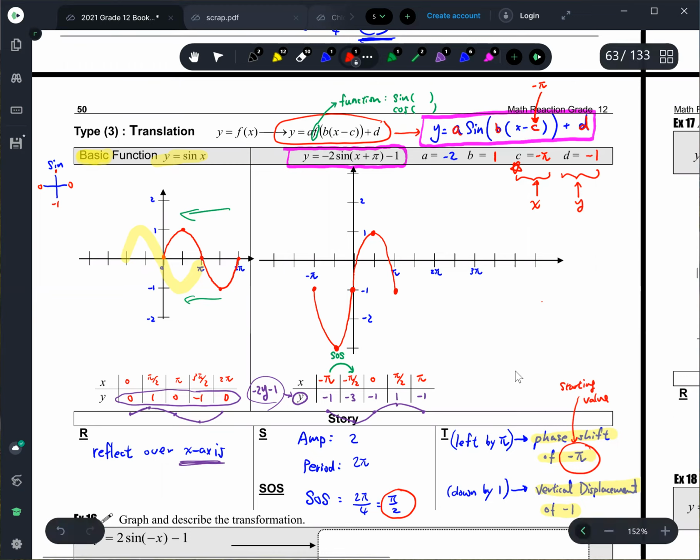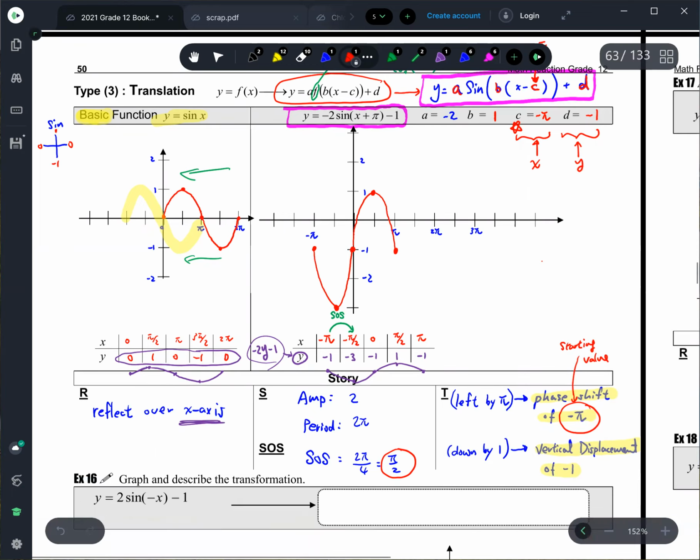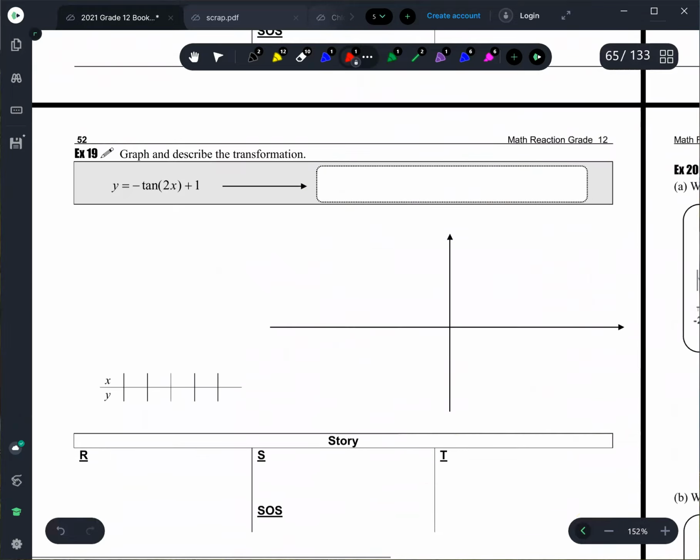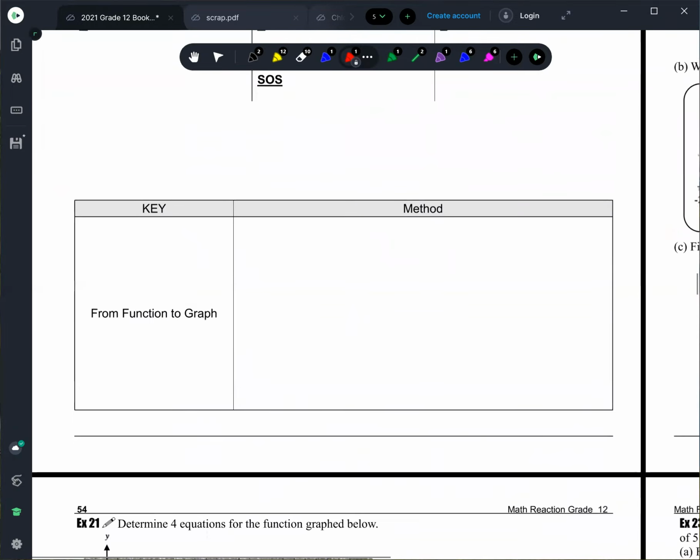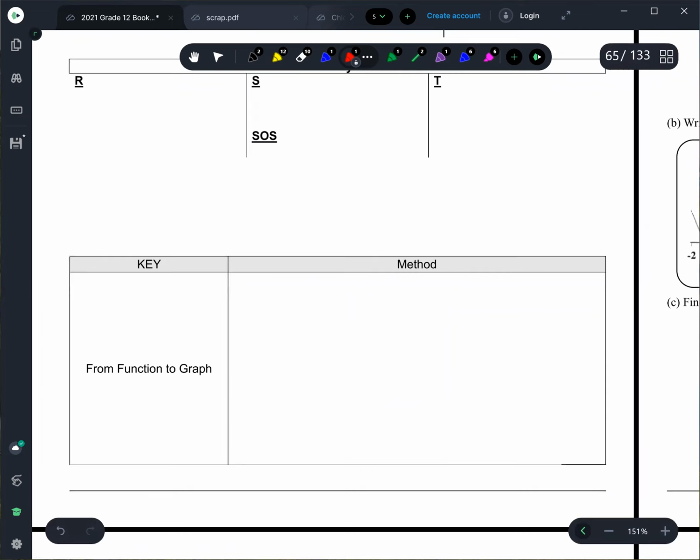Okay, Marcus, are you done with the graph? Okay, so we'll look at the summary page. Summary page is on page 52, okay? Page 52 at the bottom.